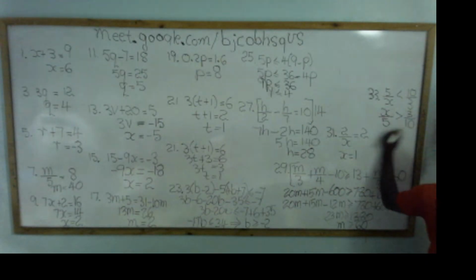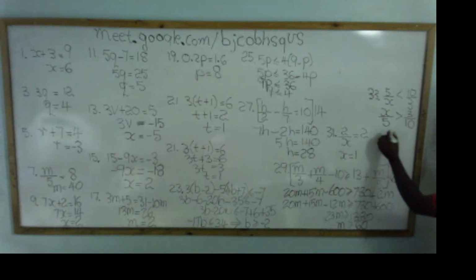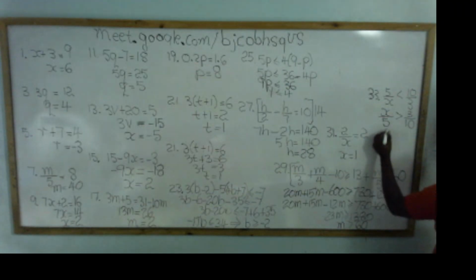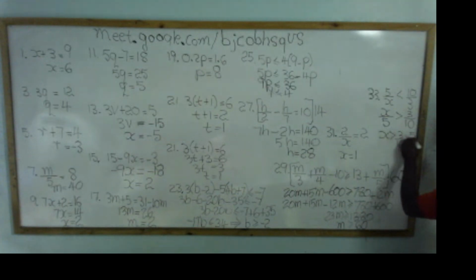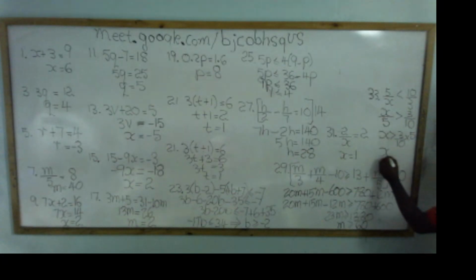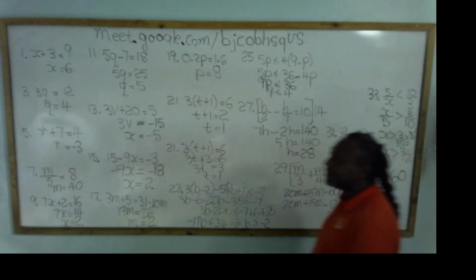X over 5, 3 over 10. We're eliminating this 5 by multiplication. Eliminate the 5 by multiplication. So we have x is greater than 3 over 10 times 5. And of course, the 5 will cancel. We have x is greater than 5 into 5 is 1 and 5 into 10 is 2. So 3 over 2. And that's the final part for that.